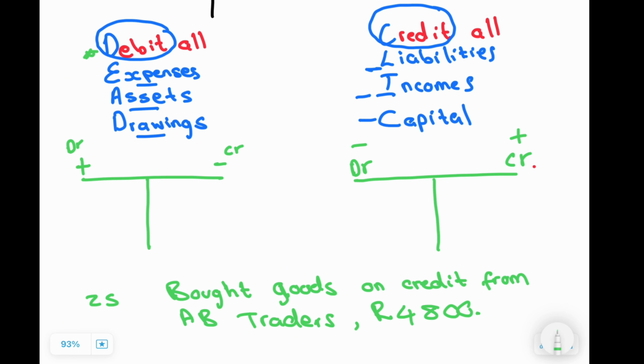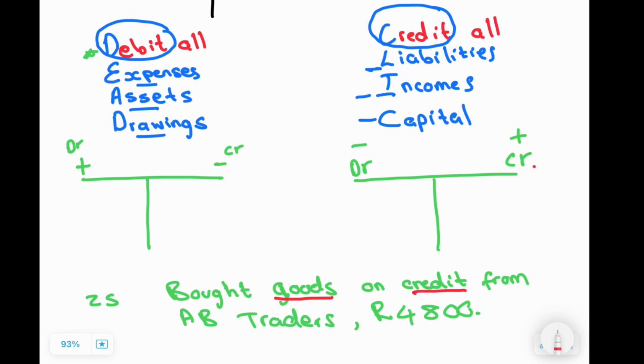Now let's say that a transaction is given to you and they say that on day 25, bought goods on credit from AB Traders 4,800. And I explained that whenever you read a transaction, make sure that you understand exactly what they are telling you. You must analyze it. So let us look at our transaction. First of all, they said we bought goods, right? So goods obviously means trading stock. We bought trading stock and we bought it on credit.